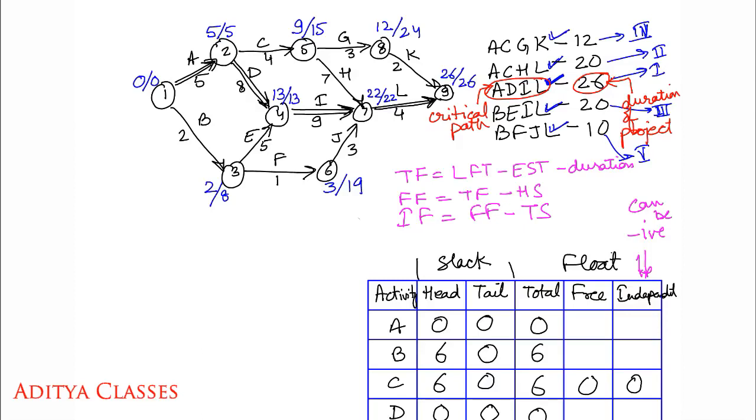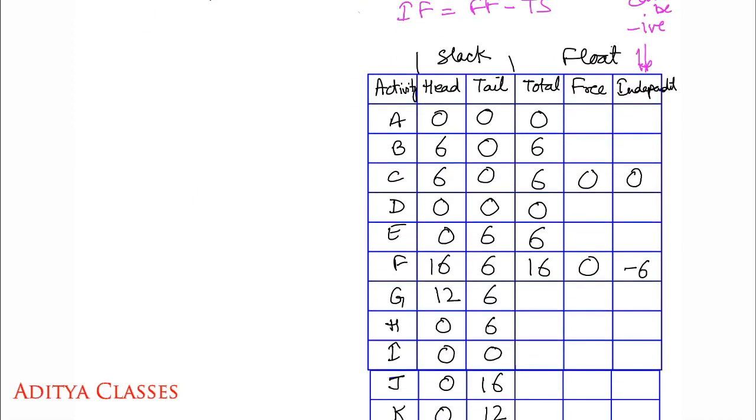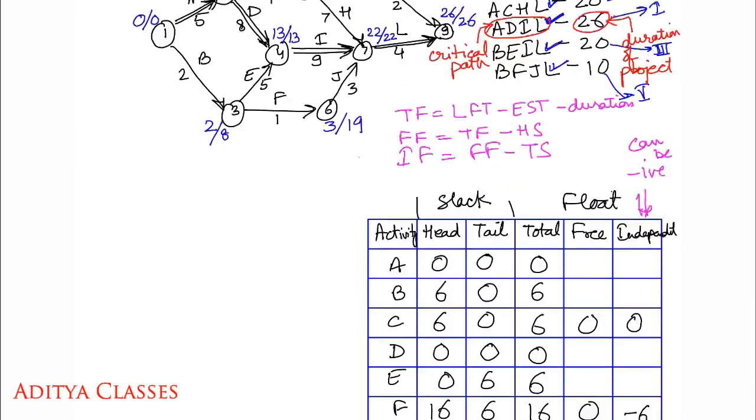Where is G? Here is G. 24 minus 9, 15. 15 minus 3, 12. So total float for G looks like being 12: 24 minus 9 minus 3. So it will be 12 for G. What about H?